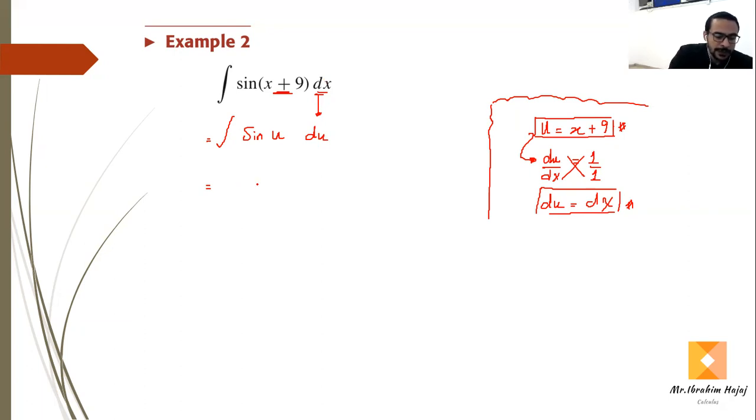Who can find it, guys? We have sine u and its integral. From the table, negative cosine u over 1. We will not write the 1. Plus c. And then return the u back to its original value, which is negative cosine, and this u we're going to replace by its value from above, x plus 9 again, plus c.